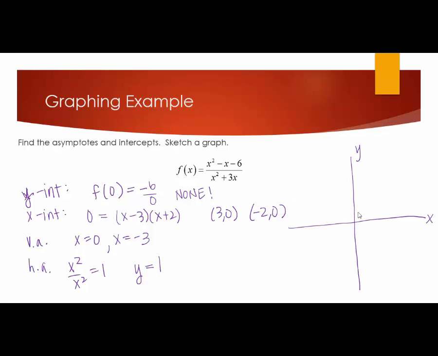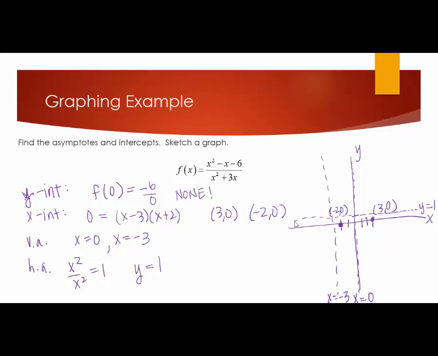Labeling my axes x and y, I don't have a y-intercept to plot. I do have a couple of x-intercepts, 3, 0, and -2, 0. A couple of vertical asymptotes, my y-axis, which would explain why there's no vertical intercept, and x equals -3. My horizontal asymptote is y equals 1. If I label it again, that will indicate my scale in this direction.